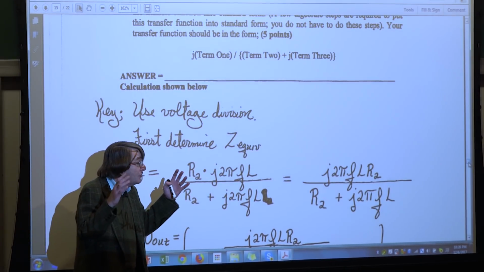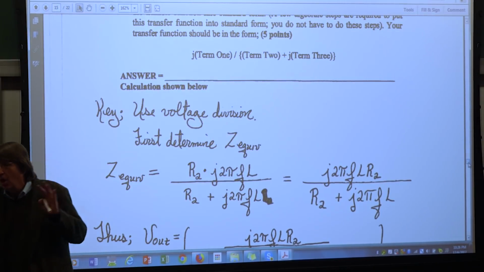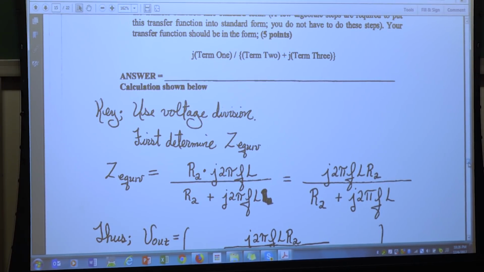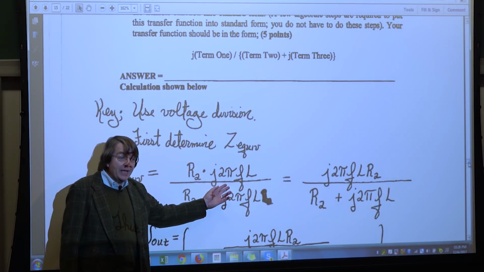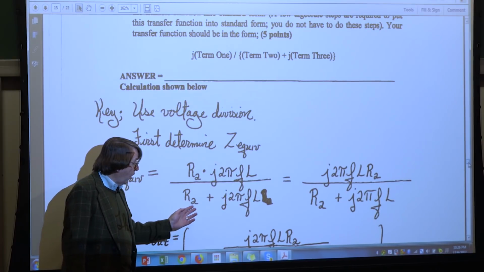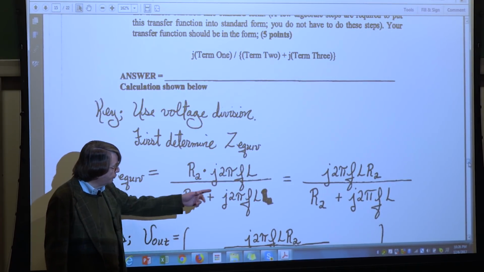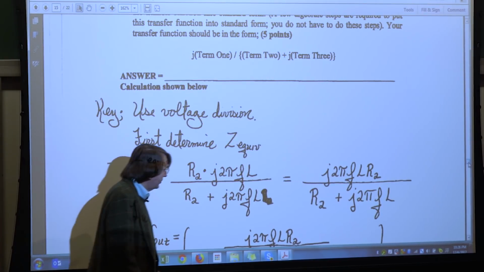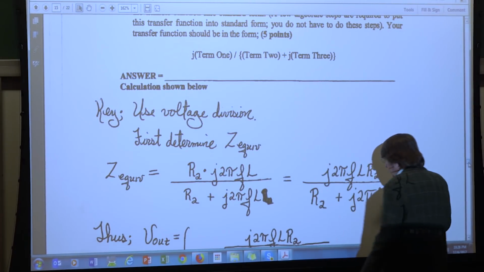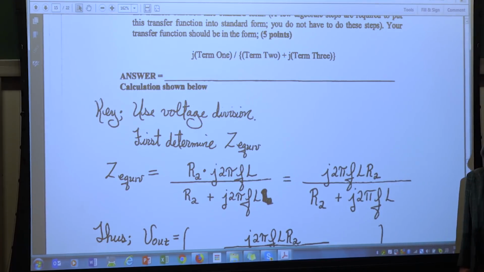What is the resistance of reactance? What's the reactance of an inductor? J omega L, J 2 pi FL. So product over sum, R times J 2 pi FL over R plus J 2 pi FL. So I just rewrite this, and I say that is ZEQ.